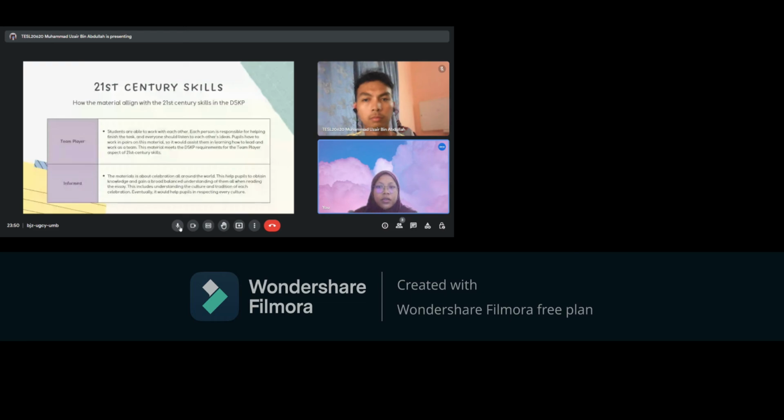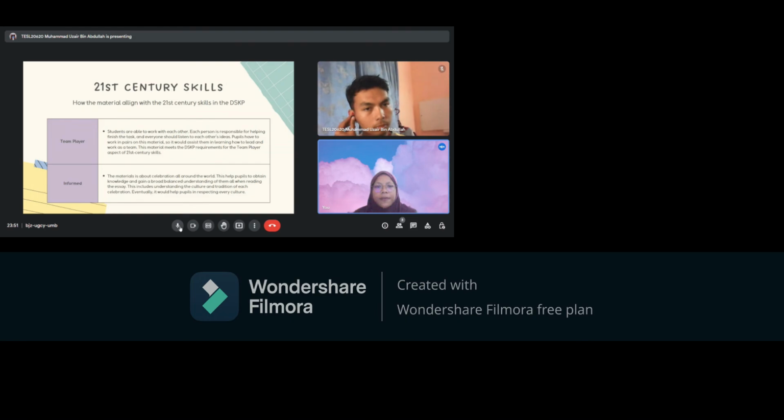So for the 21st century skills, how does the material align with the 21st century skills in the DSKP? First is team player. Students are able to work with each other. Each person is responsible for helping to finish the task, and everyone should listen to each other's ideas. Pupils have to work in pairs on this material, so it will assist them in learning how to lead and work as a team. This material meets the DSKP requirements for the team player aspect of 21st century skills.